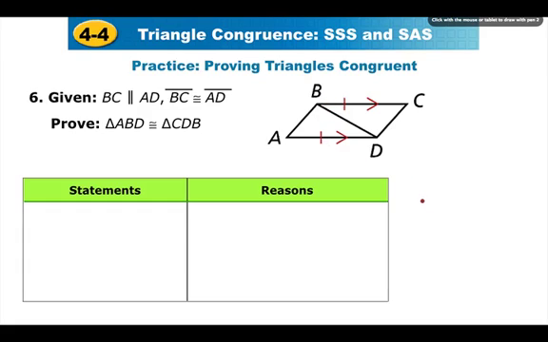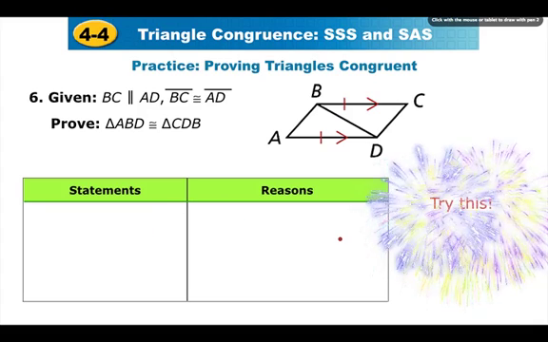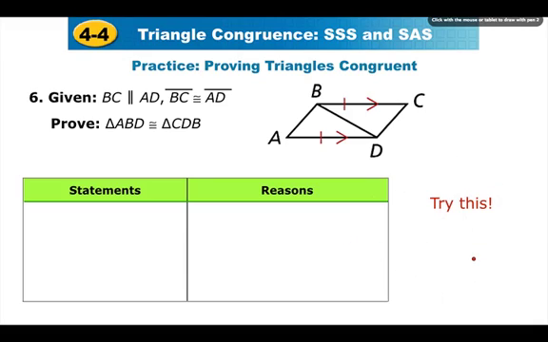And this is what we're going to do. I want you to attempt this problem, and then we'll go over the answer. We'll check your answer in class. Let's go to number 7.